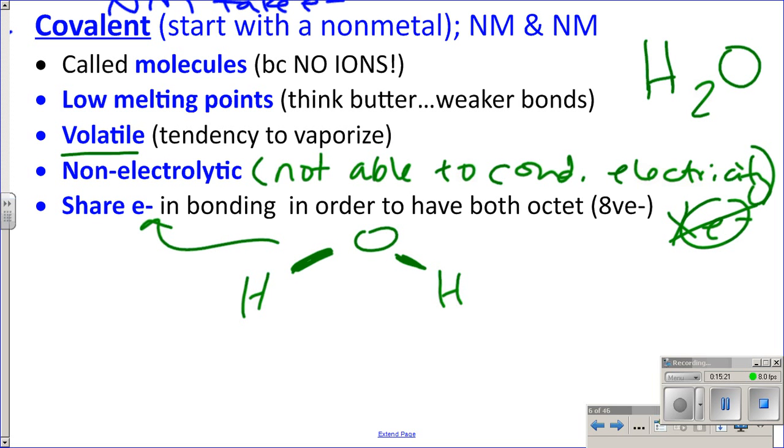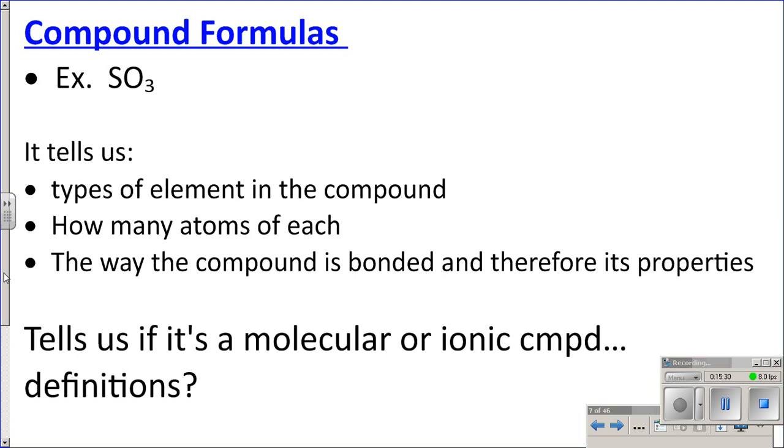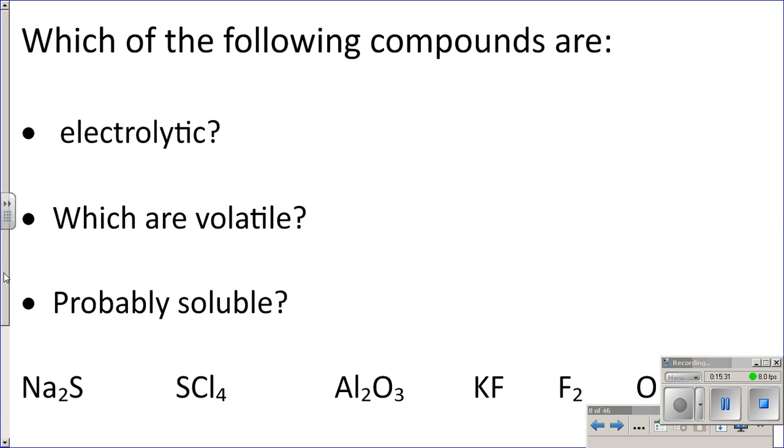Okay, so we got ionic, we got covalent. We know our properties? Yeah? Okay, let's see if we know our properties. Go here first. Which ones are electrolytic, ionic or covalent? Ionic. Which ones are volatile? Covalent. Probably soluble? Ionic. So that means in aqueous solution you're soluble. These properties go with those types of compounds.